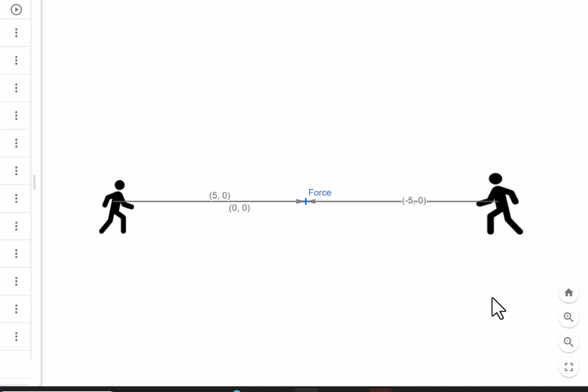Let's say we had two people standing 10 units apart playing tug-of-war. If they both apply the same force, then we'll see that the net force is 0. But if one person pulls harder than the other, we'll see that the resultant force is the sum of the two forces. So it might move to the right, or it might move to the left depending on who's pulling the hardest on the rope.